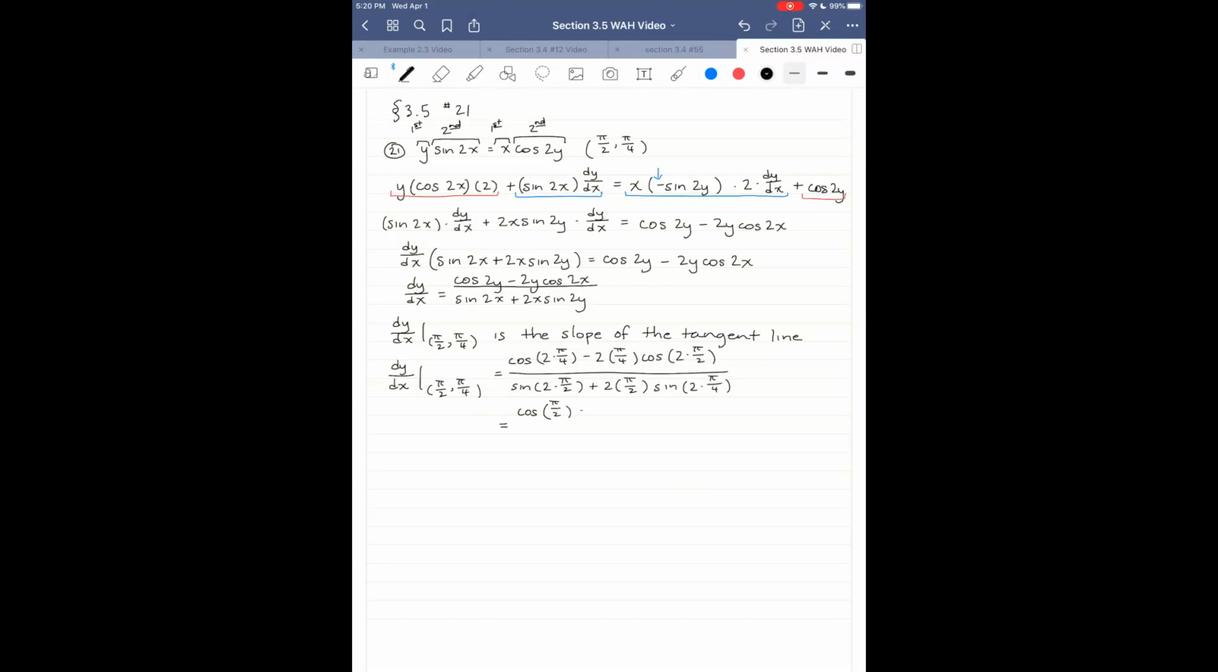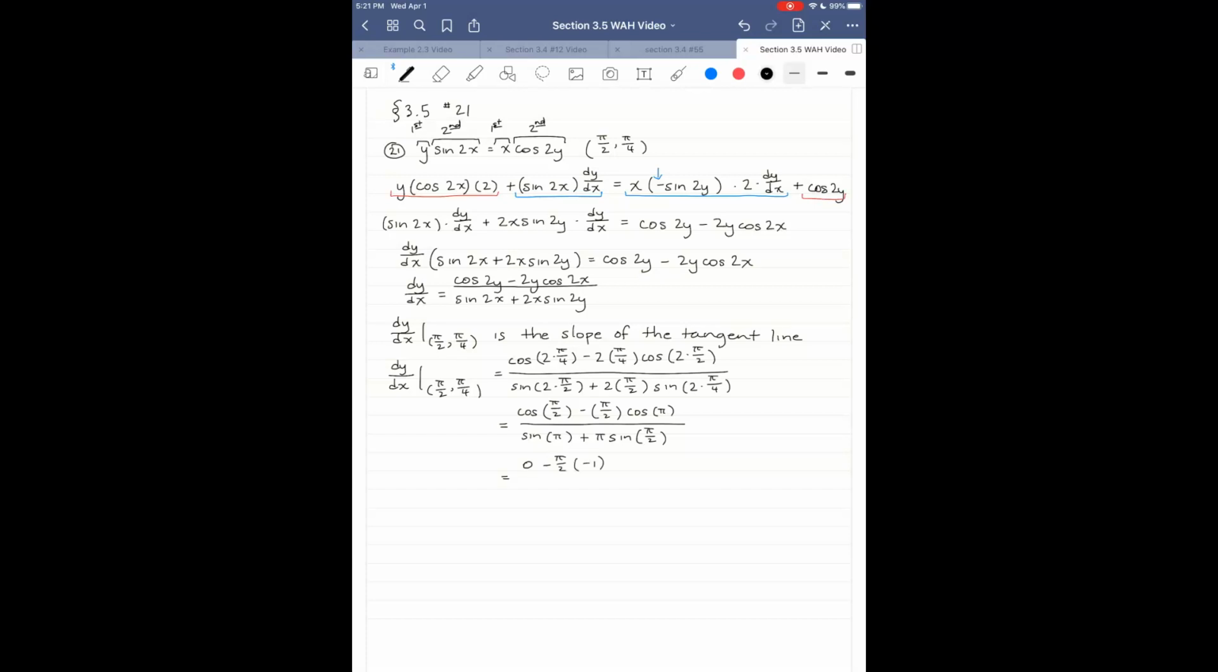Okay, so now I've got to remember my trig. Well, let me simplify what I'm taking sine and cosine of here. So I have the cosine of 2 times pi over 4, that's pi over 2, minus pi over 2 times the cosine of pi, divided by the sine of pi, that's 2 times pi over 2 is pi, plus 2 times pi over 2 once again is pi, times the sine of 2 times pi over 4, which is pi over 2.